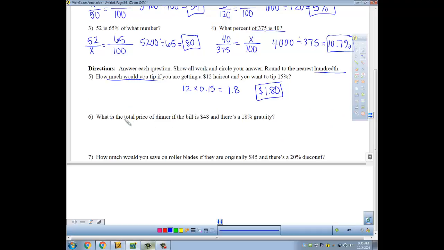Number 6, this time I want the total. Your dinner bill is 48 and there's an 18% gratuity. So remember, gratuity means tip. So we're going to do 48 times 0.18, which is 8.64. So this is how much you're going to tip, but since I want the total, I'm going to add the tip back in. Since tip is more money you have to pay, it's going to increase your price. So 48 plus 8.64 gives you a total of 56.64.